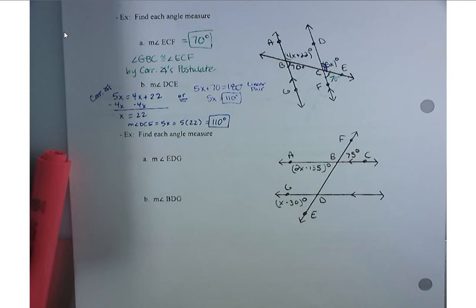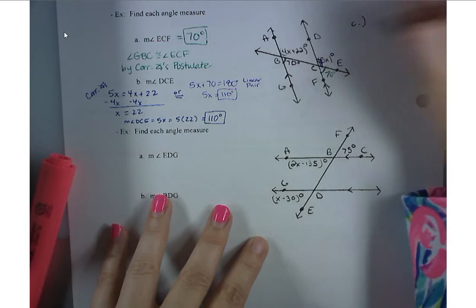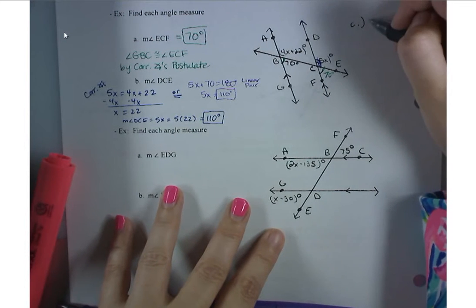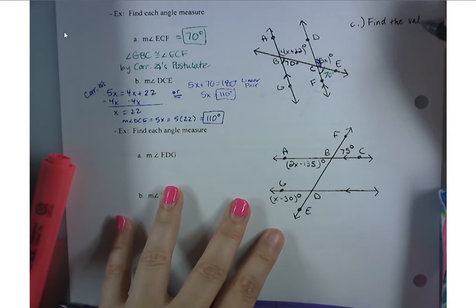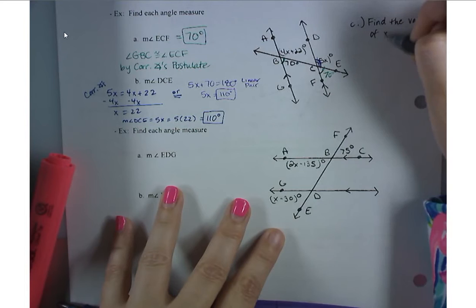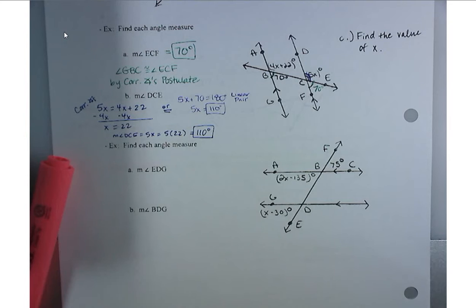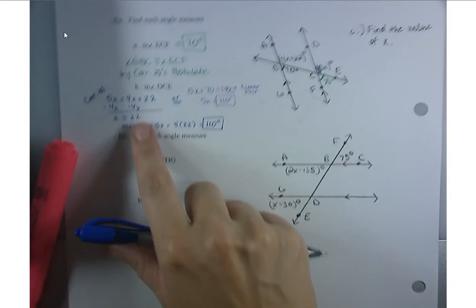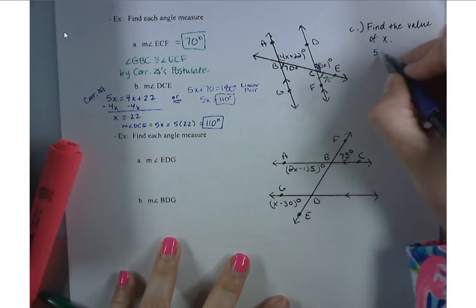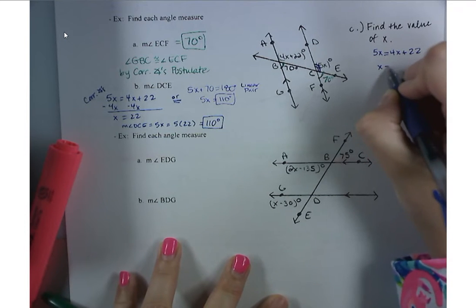And then we are going to do part C. And we're just going to put it here. Okay, and C is going to be find the value of x, which really we've already done, right? If you're finding the value of x, if you didn't already set this up for the first one, I wanted to make sure you knew how to do that. So 5x would be equal to 4x plus 22. So x would equal 22.